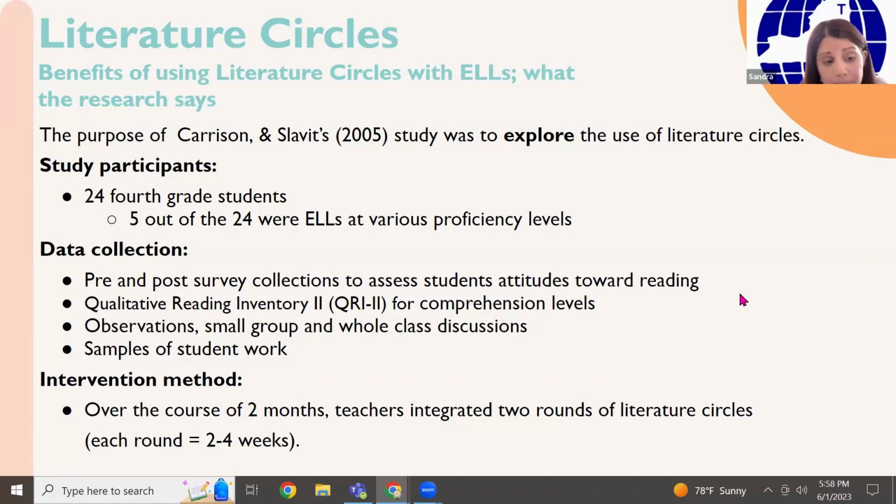They used pre and post survey collections to assess students' attitudes towards reading. They used the qualitative reading inventory to assess students' comprehension levels. They also used observations taken during small group and whole class discussions, and samples of student work. The intervention was carried out over the course of 2 months. Teachers integrated 2 rounds of literature circles, and each round was approximately 2 to 4 weeks.